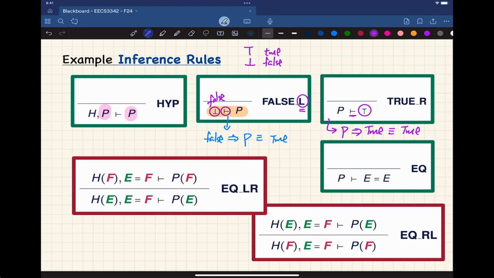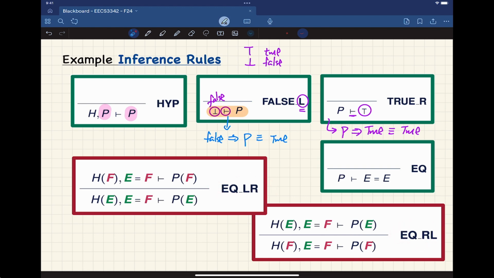And if on the right-hand side, the goal, you've got something equal to itself, it's also automatically proved. Doesn't matter what the hypothesis is. So it's called the equal inference rule. All right? That one is also straightforward. Now, I've got to clarify these two.